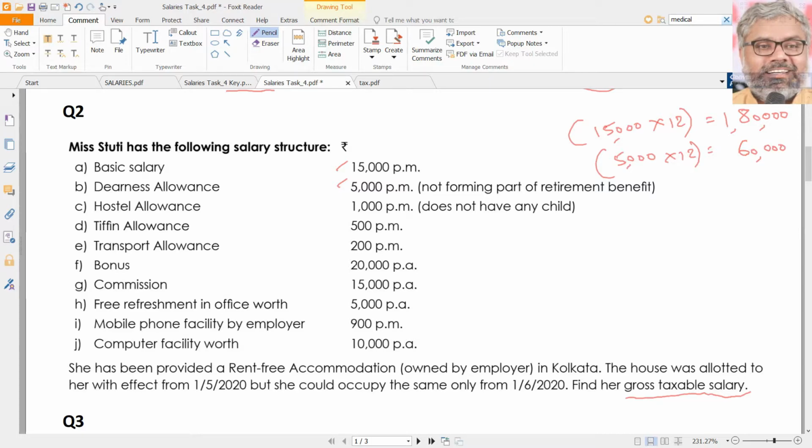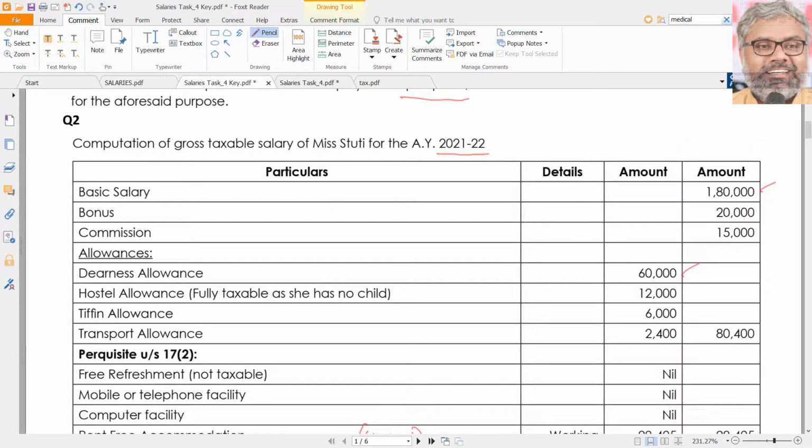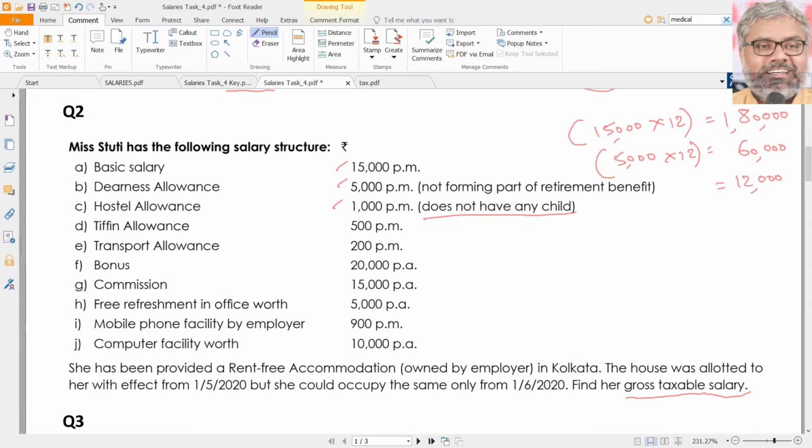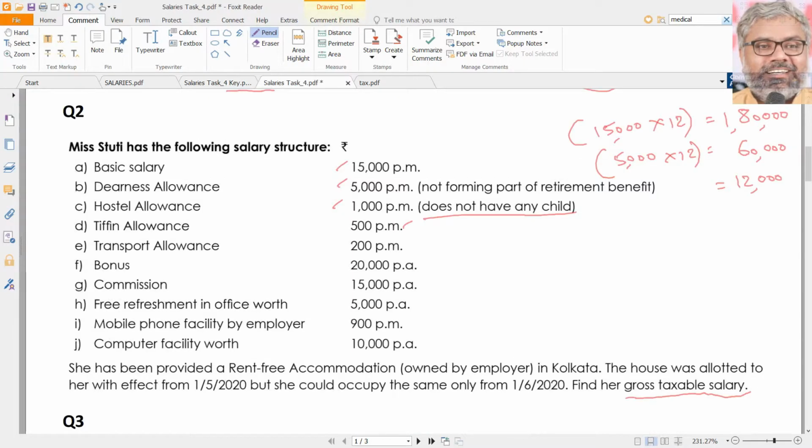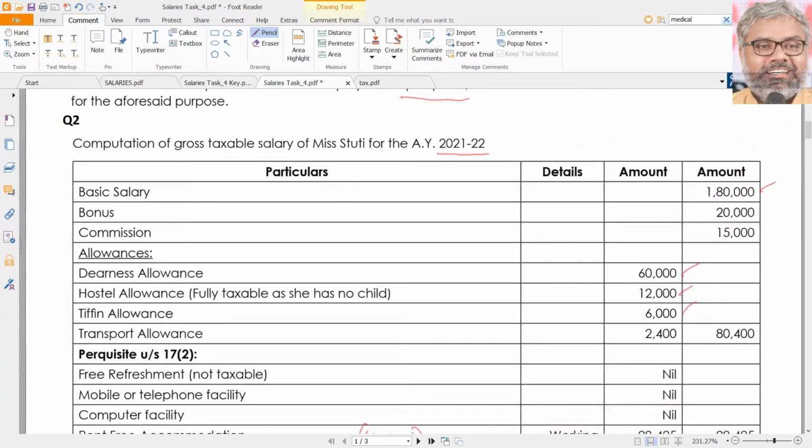That is also taxable. Hostel allowance 1,000 rupees per month. So definitely 12,000 rupees will be also taxable. Why? It does not have any child. Means zero exemption. Entire amount will be taxable. That is hostel allowance 12,000. Like that. Tiffin allowance 500 rupees per month. Definitely will be fully taxable. There is no exemption for that at all. It is a fully taxable allowance. Transport allowance also fully taxable.